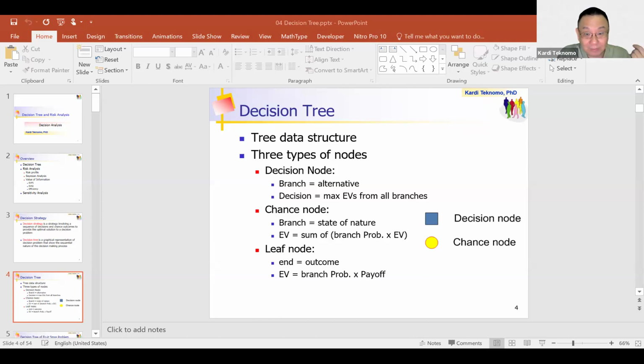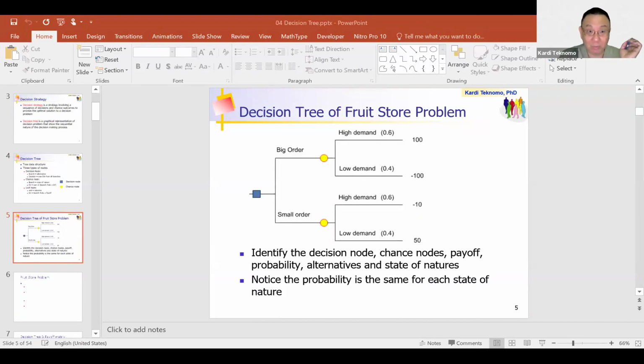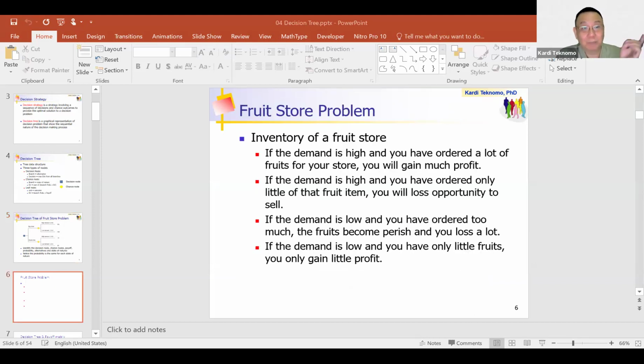Let's start with an example so that you can see how it works. Say I have this problem. You own a fruit store, and you decide whether to order big or small. The state of nature is either high demand or low demand. So this is the problem.